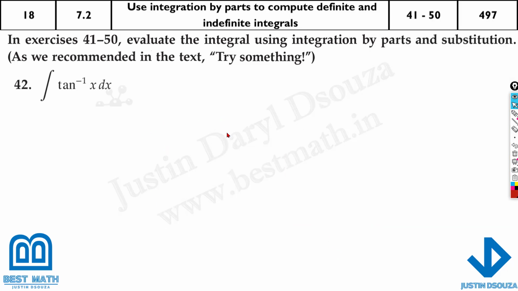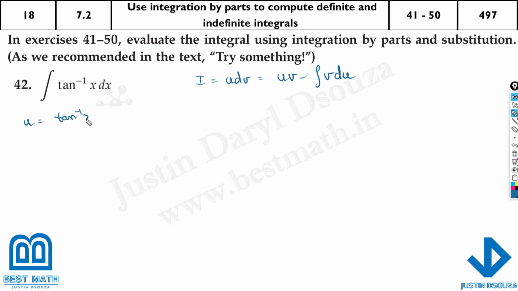Now moving to the next problem, tan inverse. Again, let's write the formula. I is equal to integral u dv. That will be equal to, sorry, it's not integral. It's uv minus integral v du. That's it. Now what next? This is tan inverse x. Can I take it as dv? No, you should differentiate this.